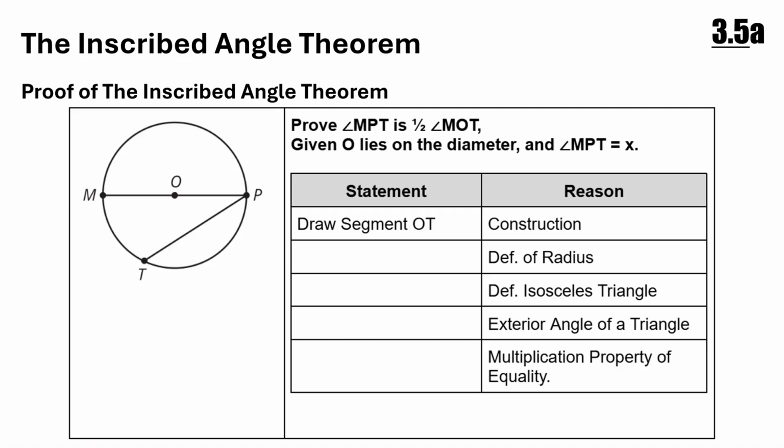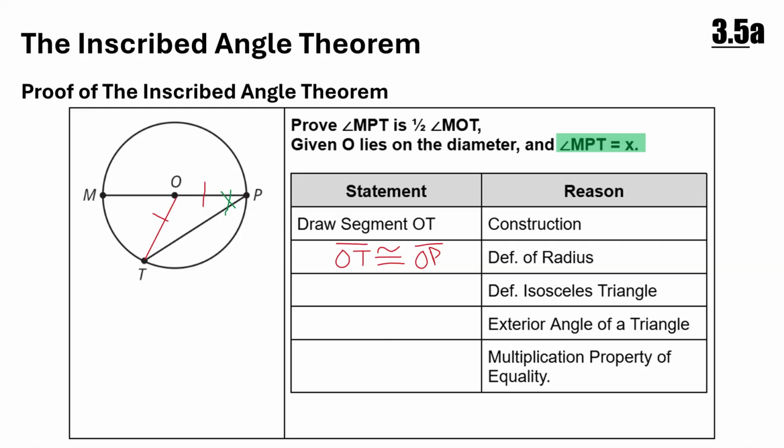This problem asks to make a proof that angle MPT is 1/2 of angle MOT, given that O lies on a diameter, and angle MPT equals x. Start with labeling angle MPT as x, and constructing segment OT. Segment OT is congruent to segment OP, because they are both the radius of the circle.